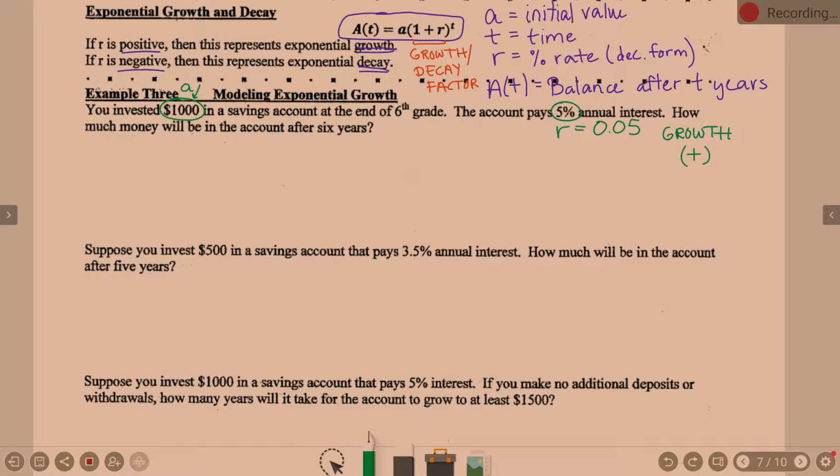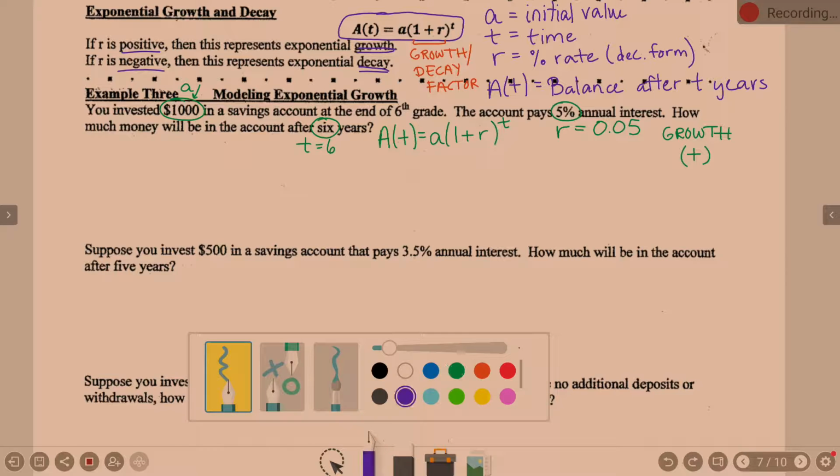Okay, final sentence. How much money will be in the account after 6 years? What's that tell me? T. T is the 6 years. I know you don't see the number 6, but you've read it in words, yes? Important reason to read here. Okay, guess what equation we're using? A of T equals A times (1 plus R) to the power of T.